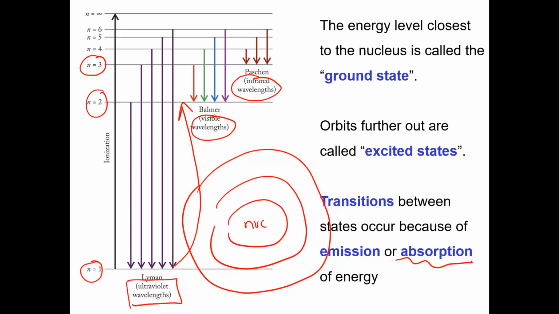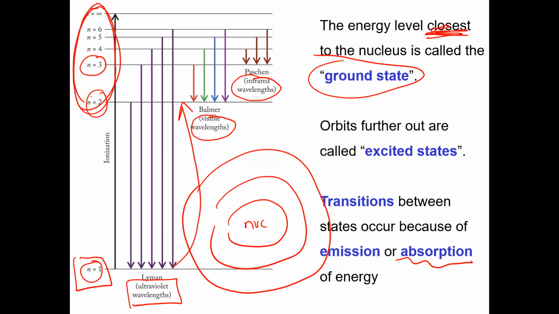Okay. Now, there are a few things that are worth noting about these energy levels. The n equals 1 energy level has a special name. It's called the ground state. This is the one that is closest to the nucleus. Anything that is bigger than n equals 1 is referred to as an excited state. So n equals 2 is the first excited state. n equals 3 is the second excited state.